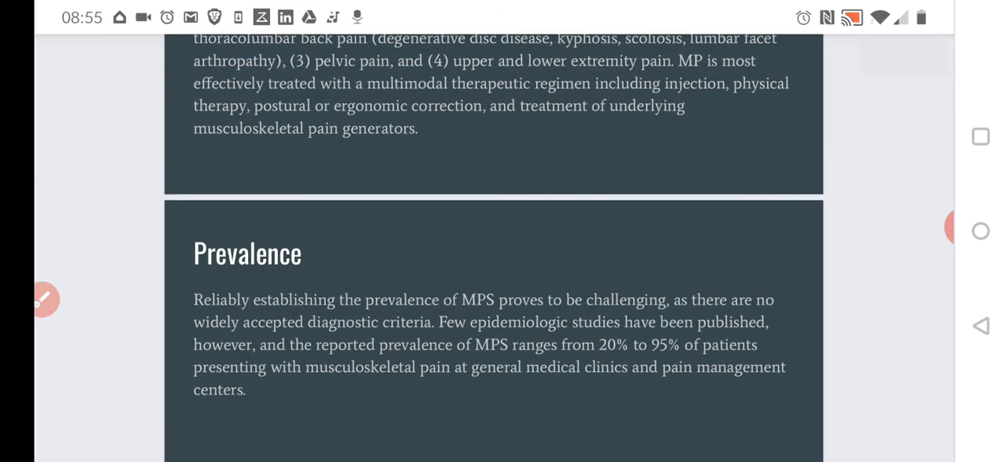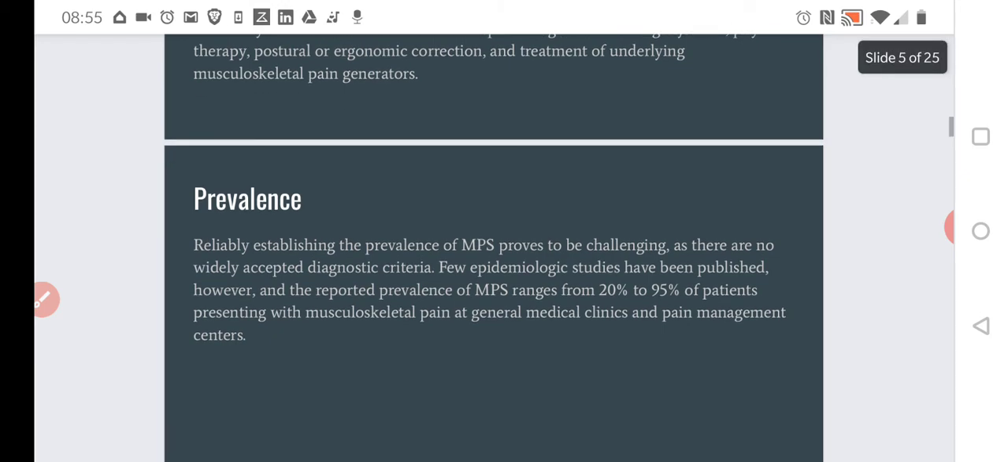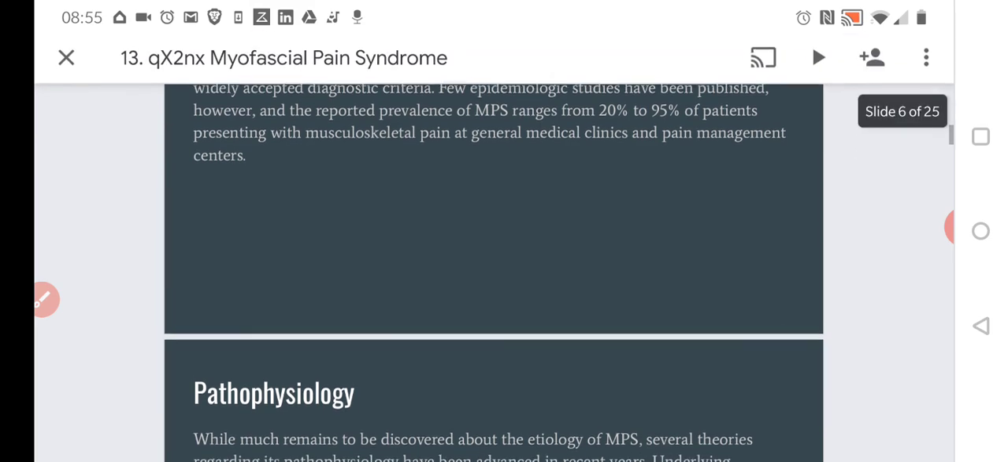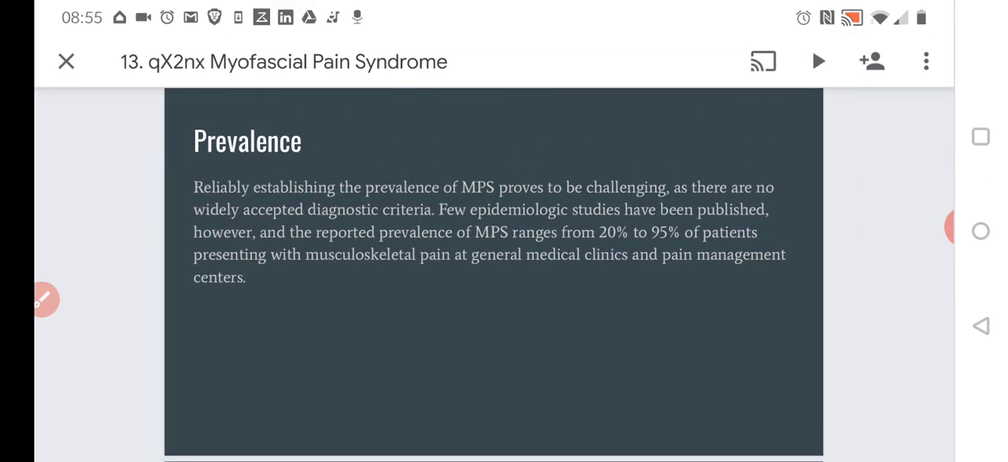And what is the prevalence? Generally, there is no good data about this. But the MPS ranges from 20 to 95% of patients presenting musculoskeletal pain. So it depends on the definition, it depends on a lot of things. So it's hard to tell about the prevalence exactly.